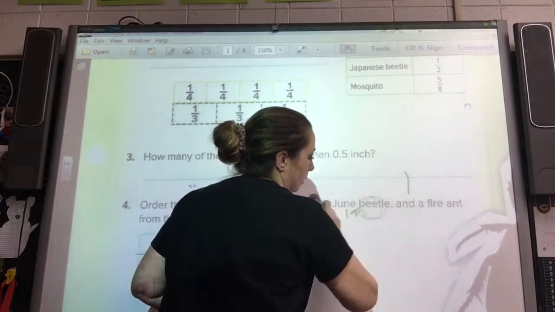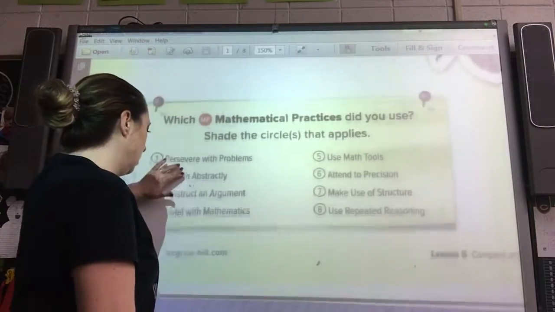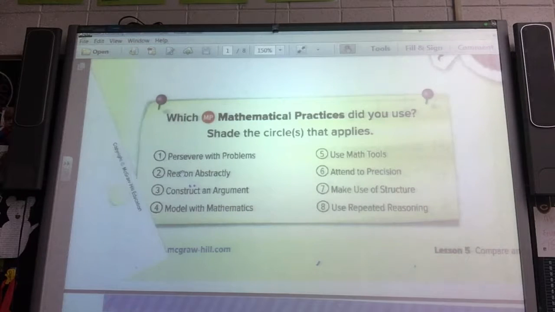All right. Remember throughout the videos, if you need to stop, go ahead and do that. All right, mathematical practices. What do we use today? We definitely persevered with problems. We're going to have to persevere this whole lesson. I think we need to reason abstractly with this. This concept's a little tough. I would say we modeled with mathematics for sure because we made that graph, or the fraction strips. Making use of structure. Okay? Maybe even using repeated reasoning.